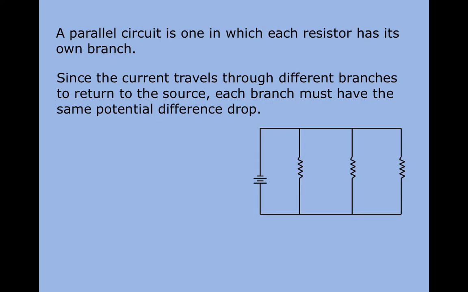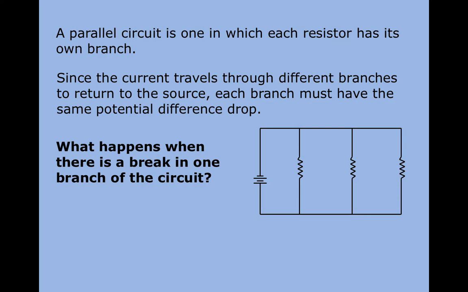If the current didn't go through that first resistor, it will go on and travel through the second resistor. If it doesn't go through the second resistor, it will go on and travel through the third resistor. But what you should understand here is that the current is only going through one resistor. If you just pick one electron and follow it, it's only going through one resistor. So that means that all the energy it gained from the battery, it has to use all of that energy in that one resistor. So each branch must have the same potential difference drop.